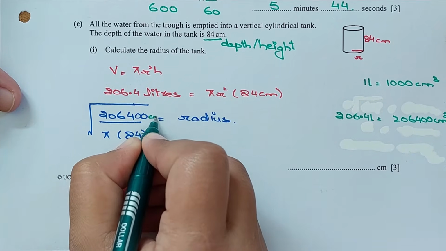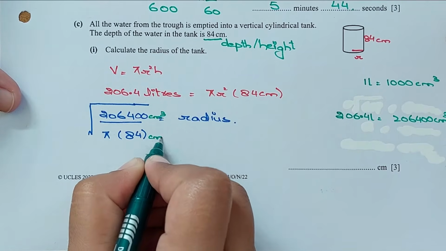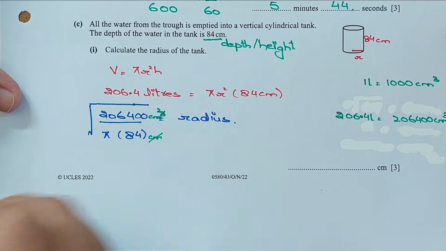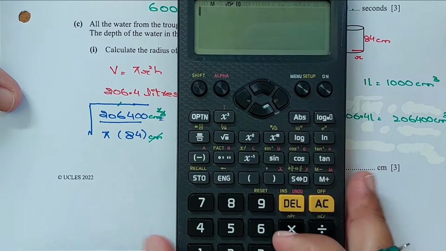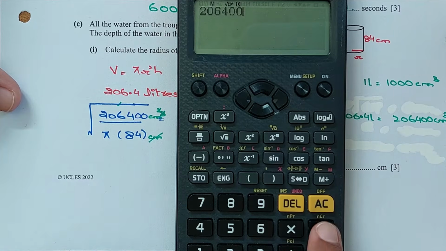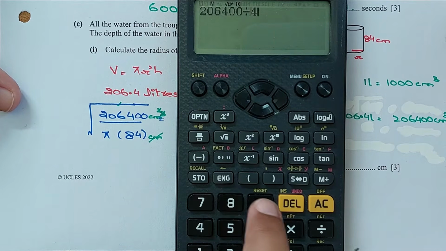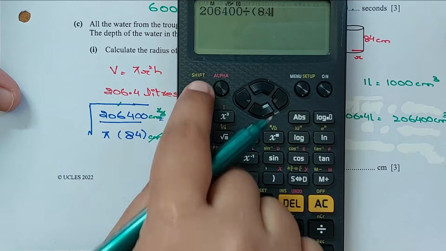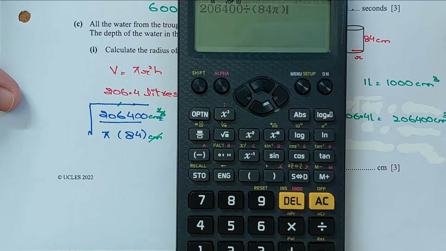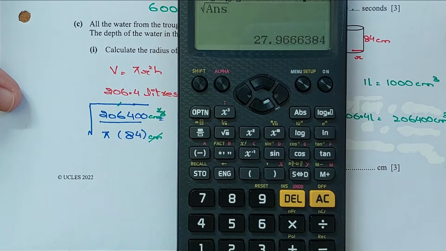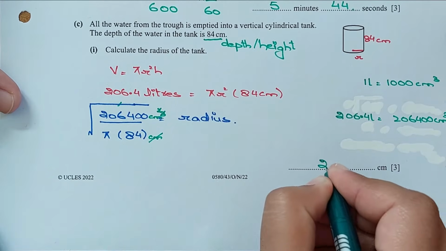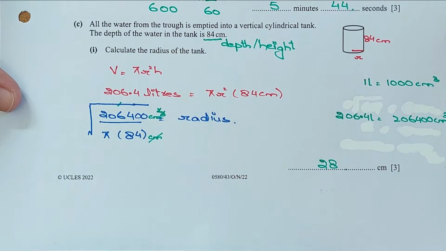Okay, so this is in cubic centimeters, this is in centimeters, this is cancelled with the square, and the square and the square root is cancelled. All right, now you will get the radius: 206,400 divided by 84 pi. This is equal to that much, and then the square root of the answer is 27.96, or 27 or 28, we can say, centimeters. 28 centimeters is the radius of the cylindrical tank.